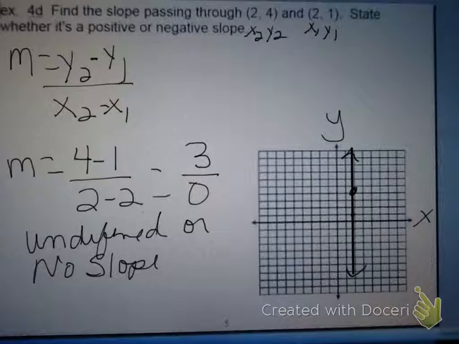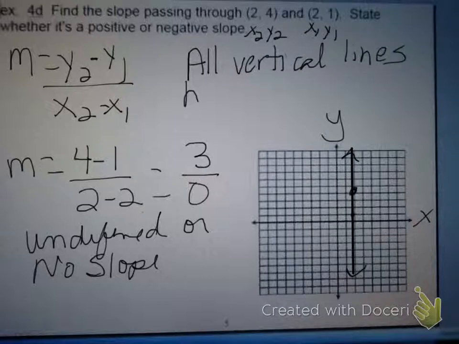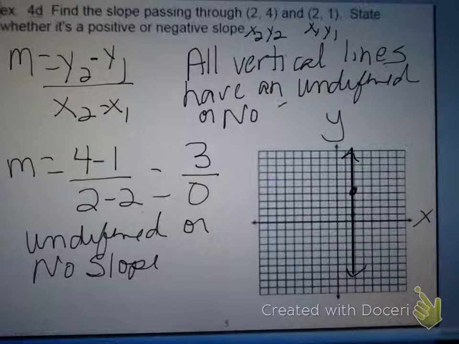So we can come to a conclusion. All vertical lines have an undefined or no slope. You can call it either one. Some books refer to it as undefined, some books refer to it as no slope. So you need to know both ways.